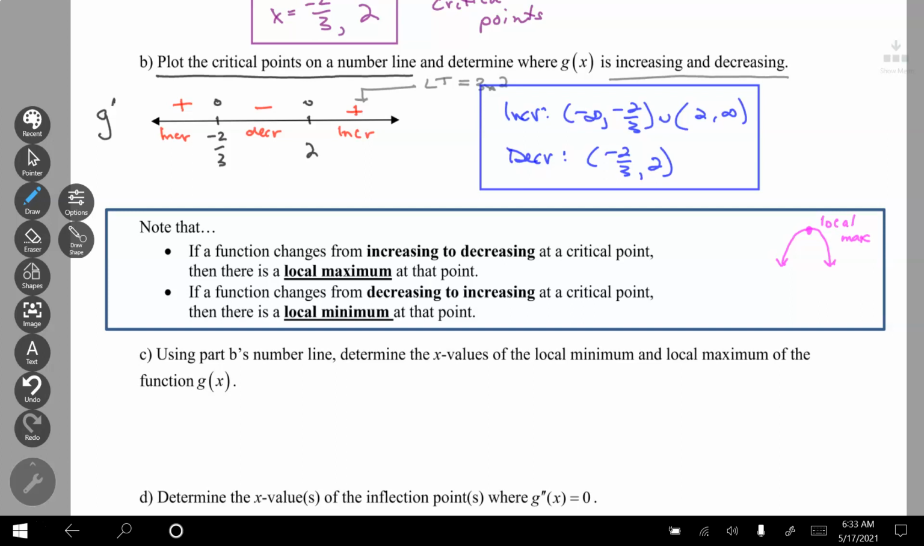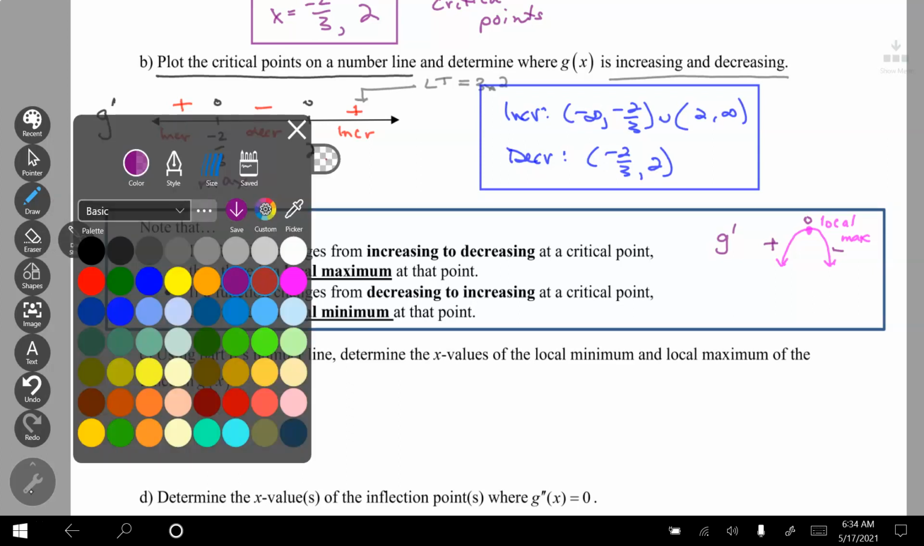And the reason why it has a local max is because g prime, the derivative, goes from positive to 0 to negative. So if you ever see that your derivative goes from positive, 0, to negative, it is a local max. Let's see, do I have a positive, 0, negative anywhere? I do, right here. I have a positive, 0, negative for my derivative, so negative 2/3 is a max.